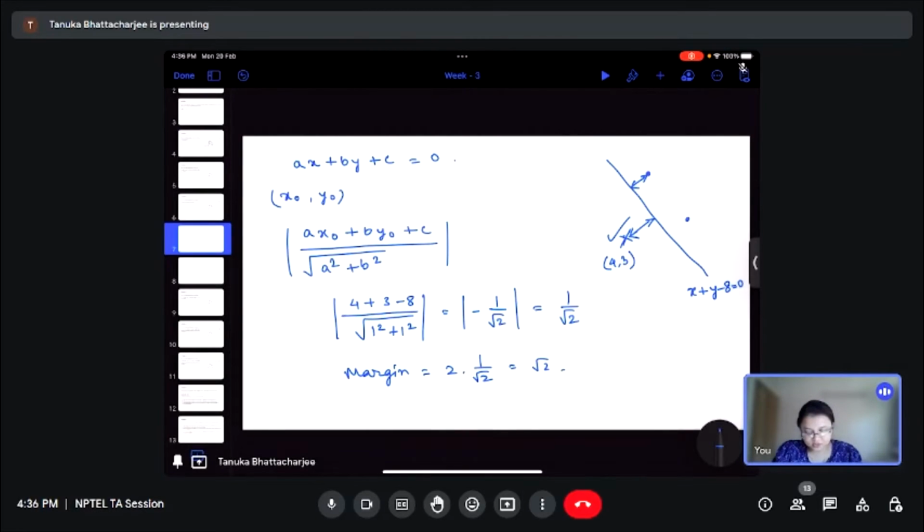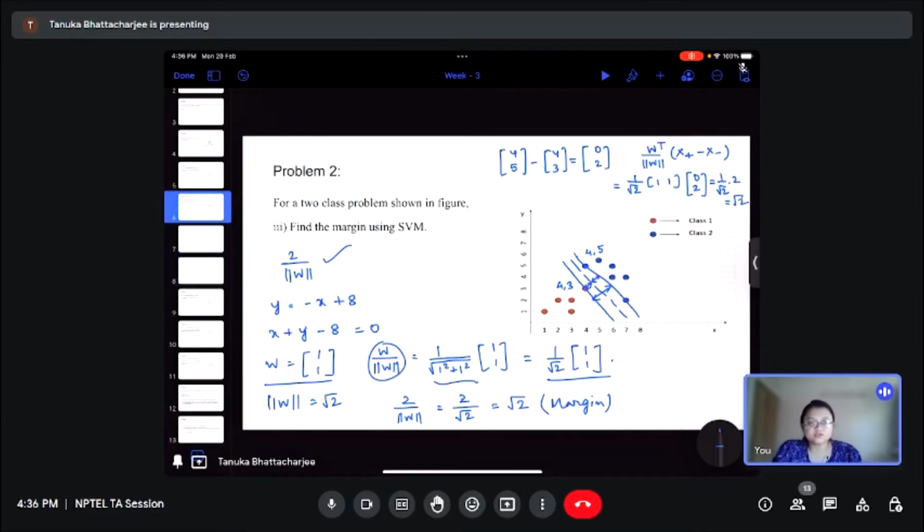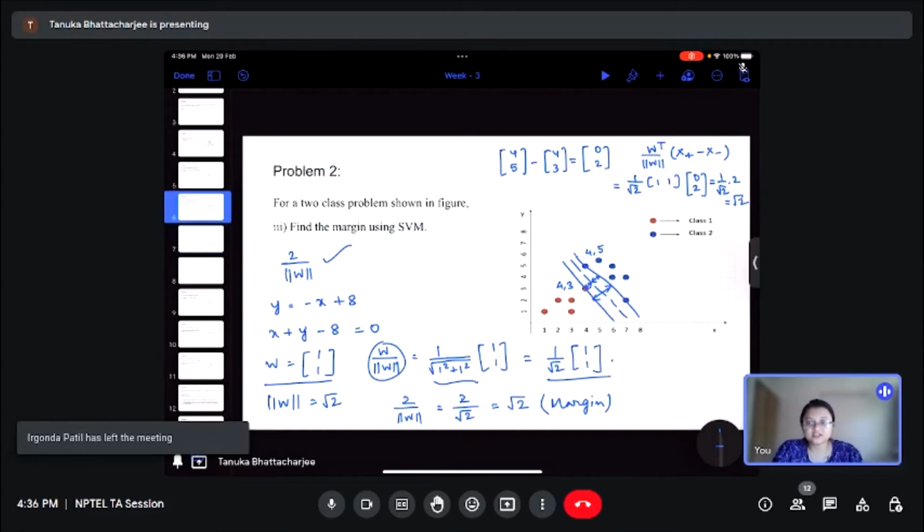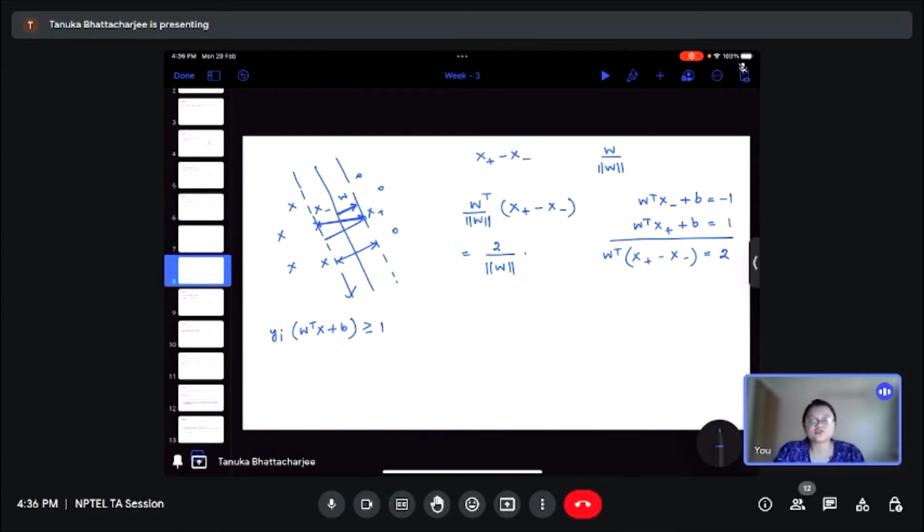If you can simply use the formula of 2 by norm of w, you can compute the w vector, take the norm of that and put in that formula. Or, if you don't remember the formula, you can simply compute the distance of the support vector from the decision surface, and twice of that will give you the margin. Also you can take the vector joining one support vector from each class and project it along the unit vector in the direction of w, that will also give you the same margin. So all of these are different ways of approaching the same margin computation problem.